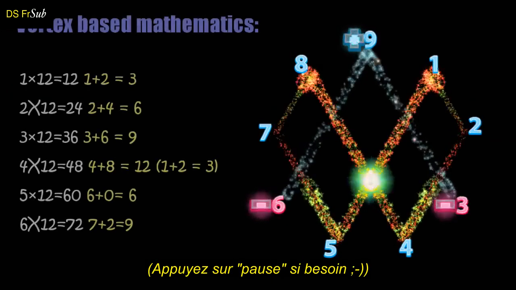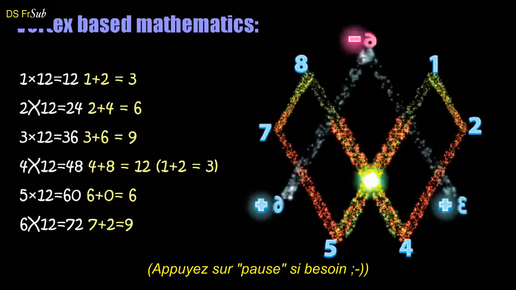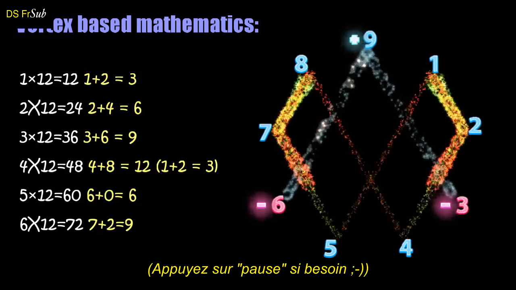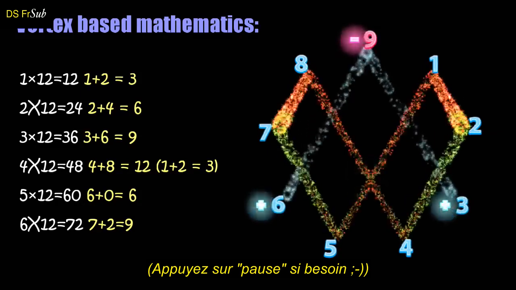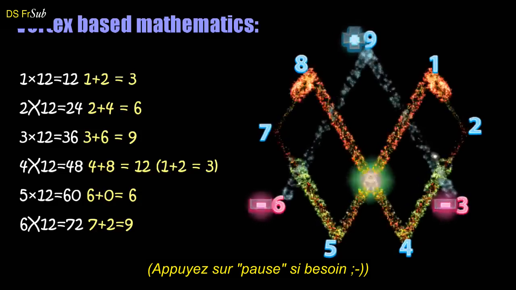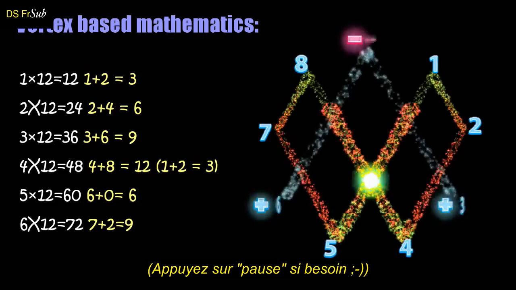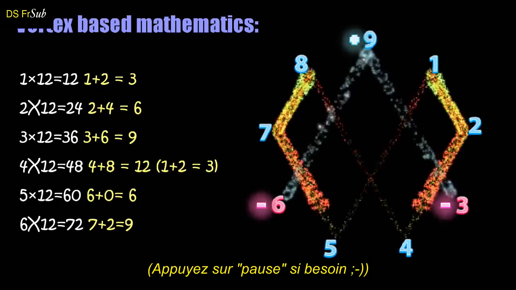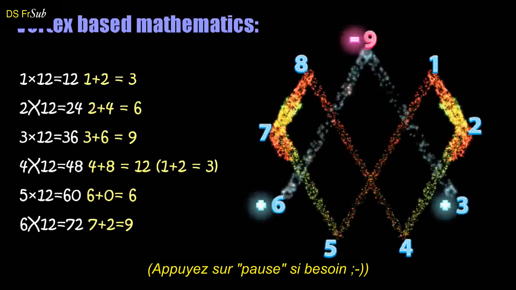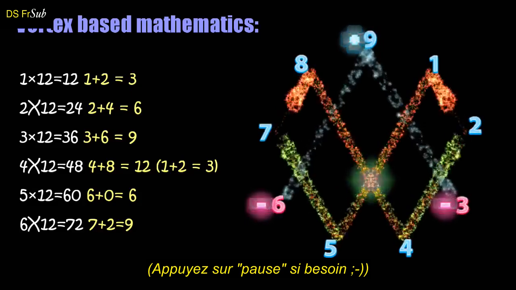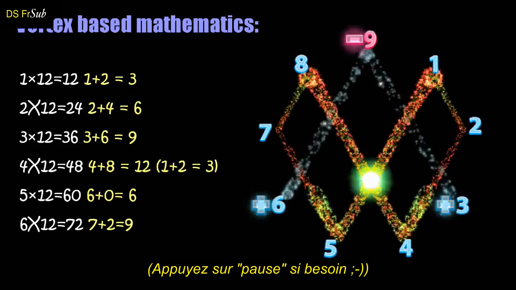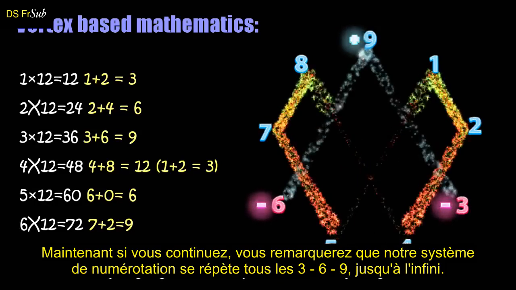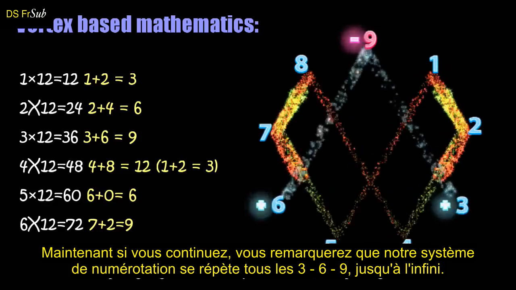1 times 12 equals 12. 1 plus 2 equals 3. 2 times 12 equals 24. 2 plus 4 equals 6. 3 times 12 equals 36. 3 plus 6 equals 9. 4 times 12 equals 48. 4 plus 8 equals 12. 1 plus 2 equals 3. 5 times 12 equals 60. 6 plus 0 equals 6. 6 times 12 equals 72. 7 plus 2 equals 9. Now if you keep on going, you'll notice that our number system is all 3, 6, and 9, repeating forever.